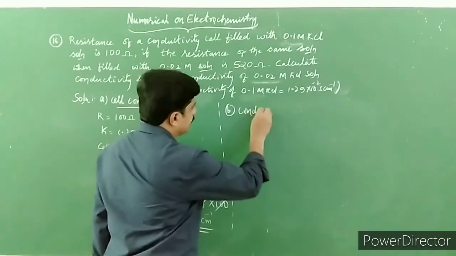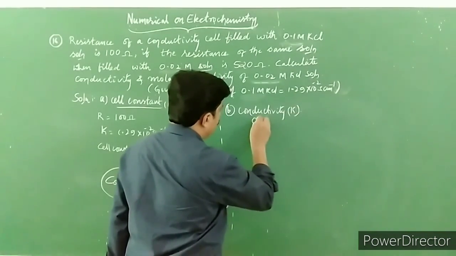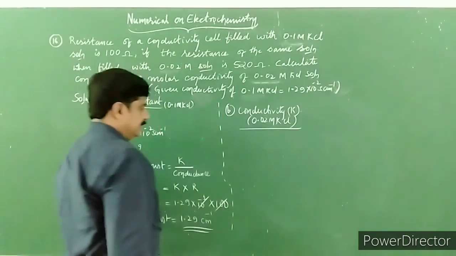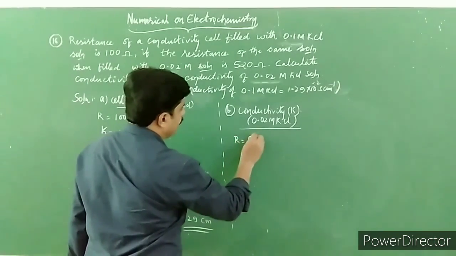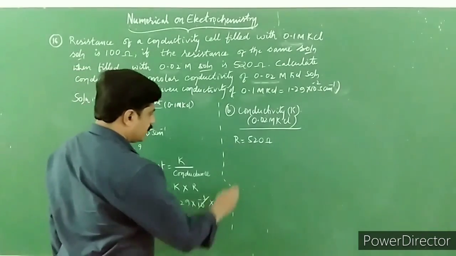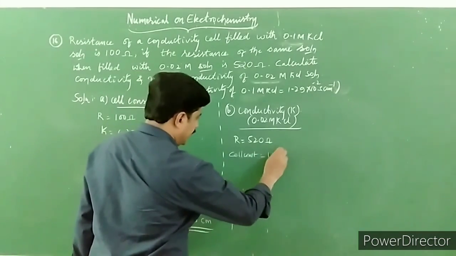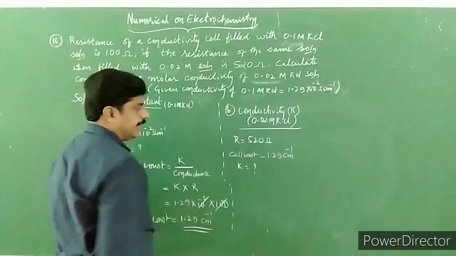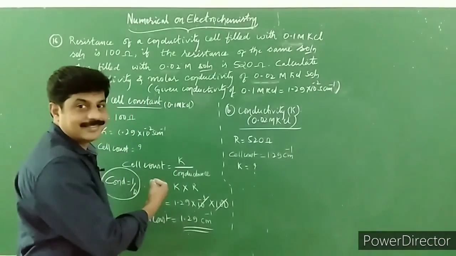Children, once you find out the cell constant, now I'll go for the second part, that is finding the conductivity, that is K of 0.02 molar KCl solution. Children, look at here, what is given here? R is given 520 ohms for 0.02 molar solution. Now cell constant, you know that cell constant is equal to how much? Just now you found out, that is 1.29 per centimeter. Now what you are supposed to find out? K, conductivity. Children, you know the expression.